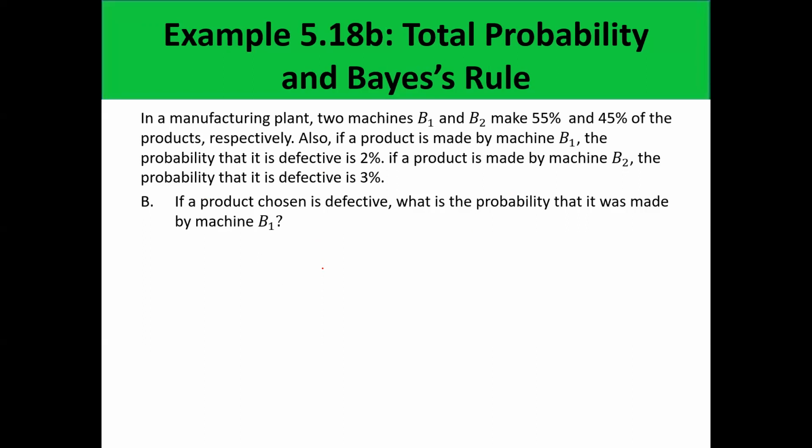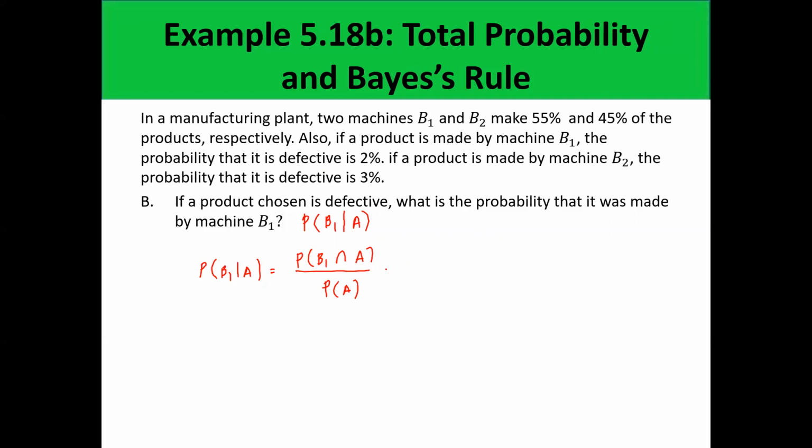Okay, so now the follow-up question says if a product chosen is defective, what is the probability that it was made by machine B1? So we're looking for the probability that the product is made by machine B1 provided that it is defective. So again, this is conditional probability. Okay, so using the Bayes rule, the probability of B1 given A is actually equal to the probability of B1 intersection A divided by P of A.